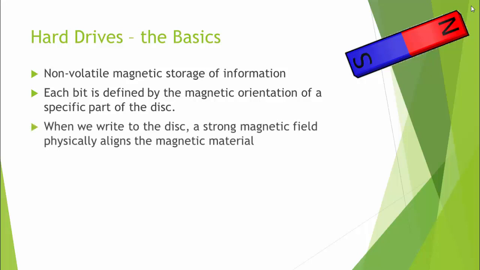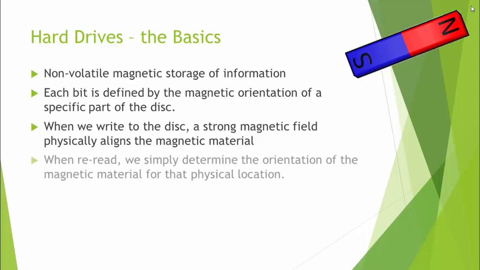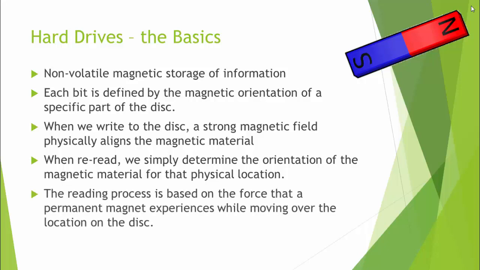When we write to the disk, we use a strong magnetic field to align the magnetic material in that small location. When we go to read that information, we simply check to see what the orientation of that material is, again, in that physical location.